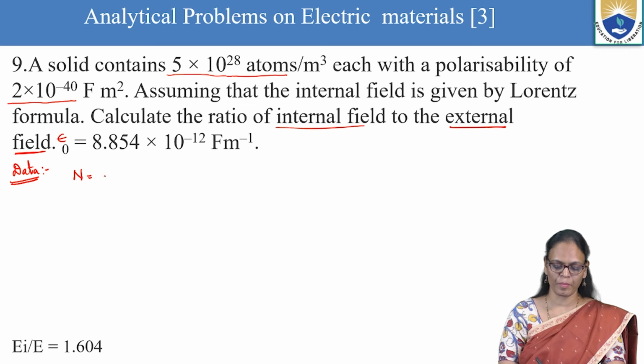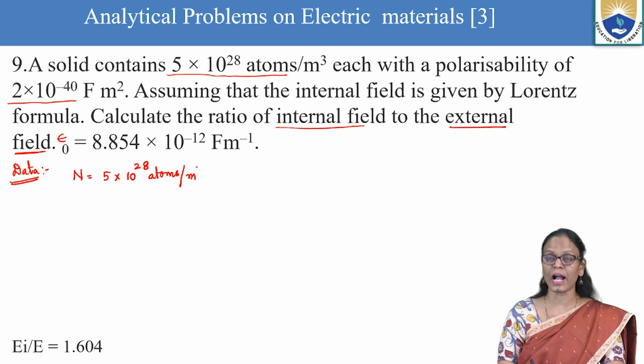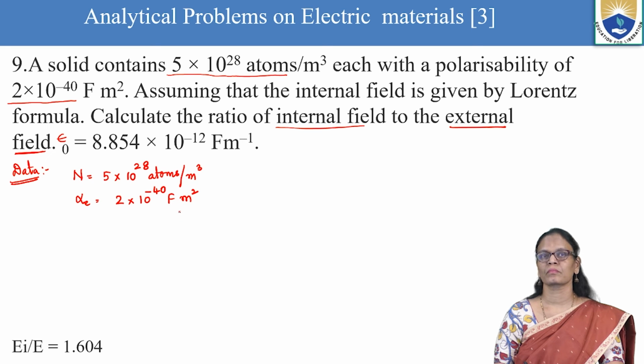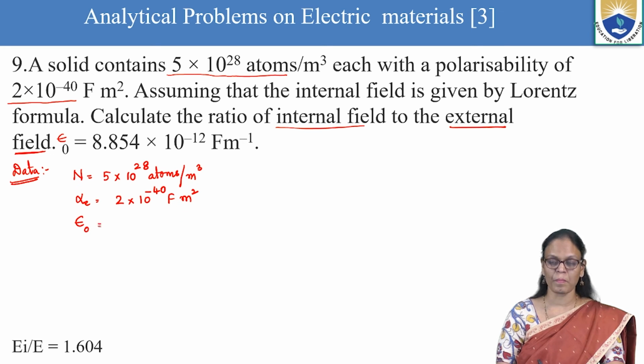Capital N is given, 5 into 10 power 28 atoms per meter cube. These are the number of atoms per unit volume. And then the polarizability is also given, alpha E, 2 into 10 power minus 40 farad meter square, and epsilon naught is given, 8.854 into 10 power minus 12 farad per meter.